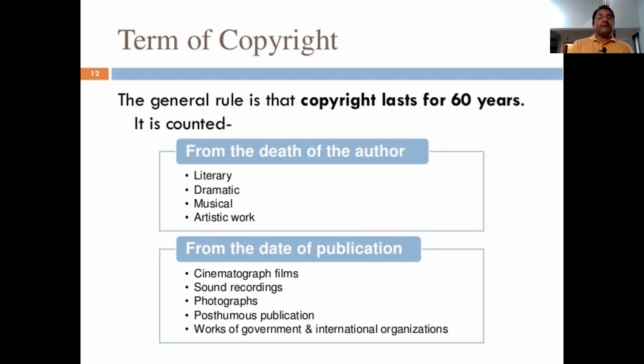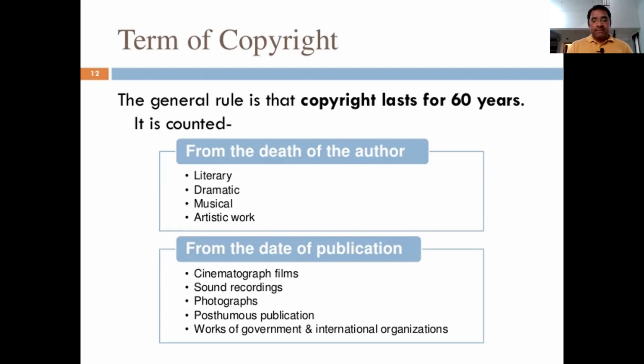If it is a literary work, then a dramatic work is the same: till the life of the writer, and after his death for 60 years. Then musical work, artistic work, etc. Let us come to the next category, from the date of publication. In the case of a cinematograph film, if a film is published this year, that is 2020, the period of protection will be available to that particular film for 60 years. For 60 years, nobody will be allowed to duplicate my film without my permission.